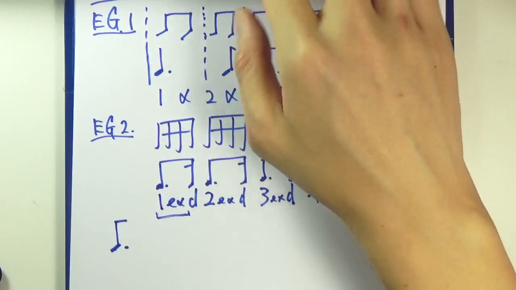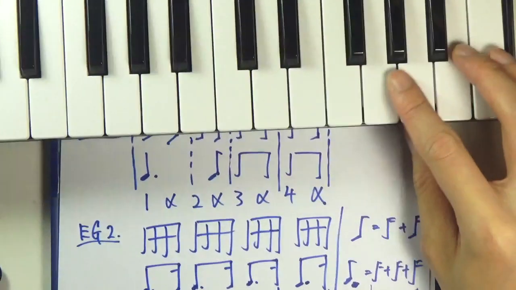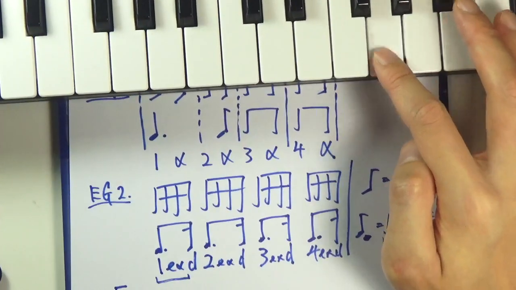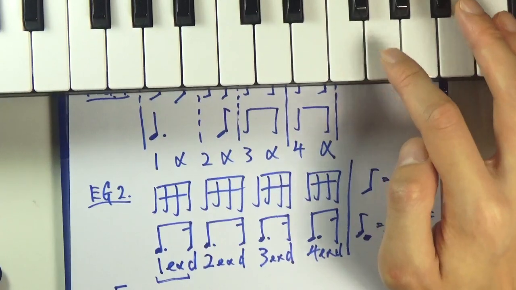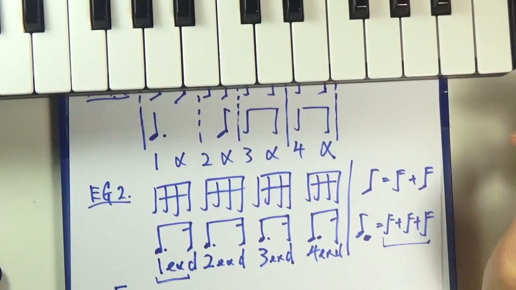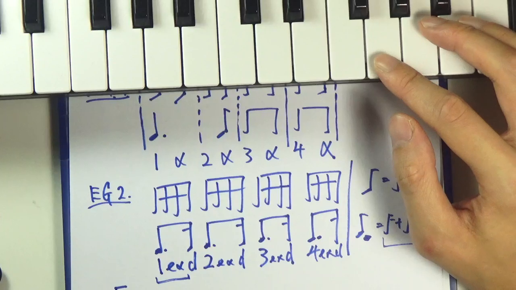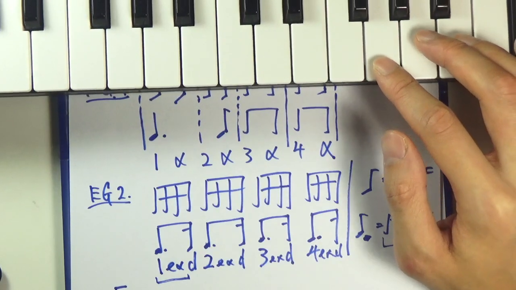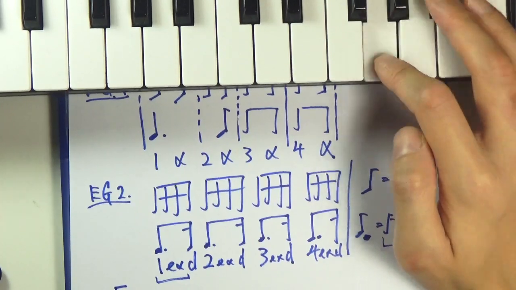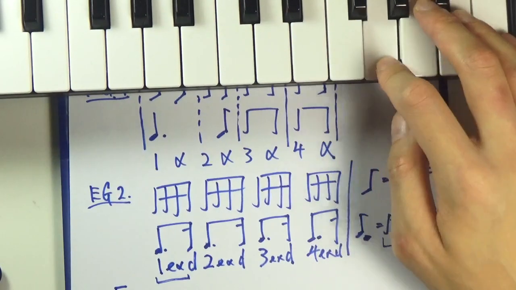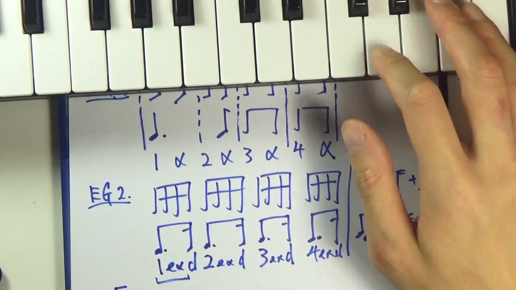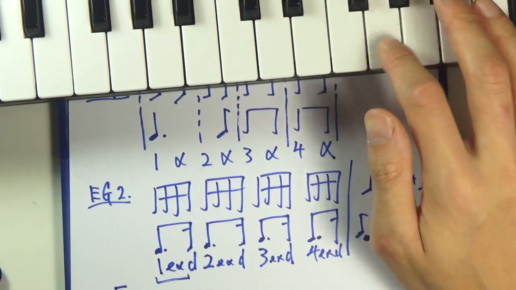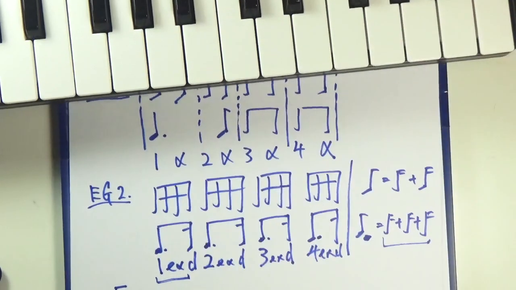normally with the 16th notes, something like this would sound like this: 1 and 2 and 3 and 4 and. With the dotted eighth plus 16th pattern, it would become something like this: 1 and 2 and 3 and 4 and 1 and 2 and 3 and 4 and.